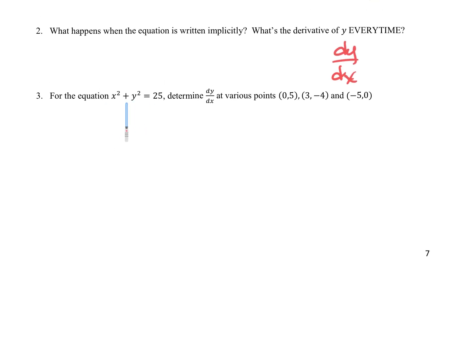Okay, so now I gave you an equation where my y isn't by itself. I could get my y by itself, but I want us to try. I just want to show you what it means if my y is not by itself. We do the same thing, guys. What is the derivative of x squared? 2x. Cool. What's the derivative of y squared? And again, just treat it like a variable.